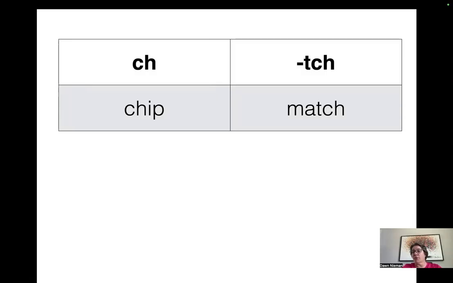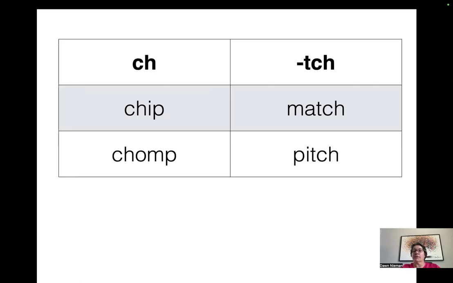Okay, let me do another one with you. Maybe I do chomp. Ch, o, m, p. Again, it's at the beginning. It has to be a CH. But if I do pitch, ch, well, I hear that ch at the end coming right after a short vowel, so I'm going to pick the TCH column. Now, let's do the we do part where we do it together.